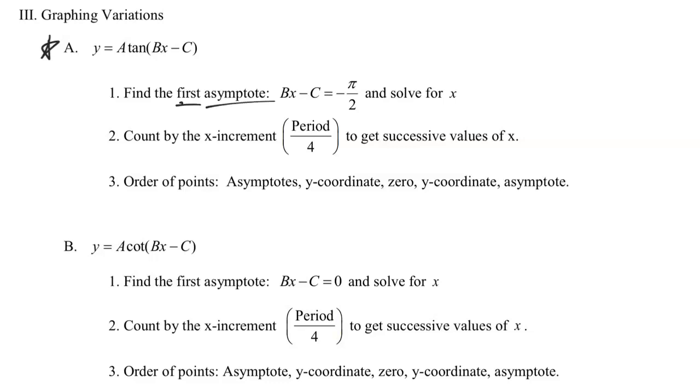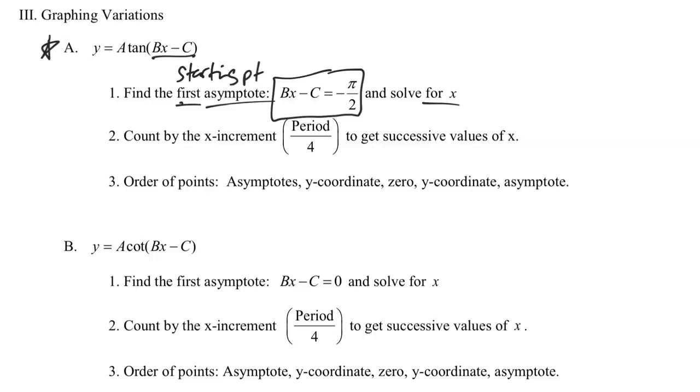That's going to be the starting point of your graph on the x-axis, much like the phase shift was the starting place for sine, cosine, secant, and cosecant. Now we're talking about asymptote as opposed to phase shift. And how we're going to do that is by taking the parentheses bx minus c and setting it equal to negative pi over 2 and then solving for x. That's going to give you your starting x value.